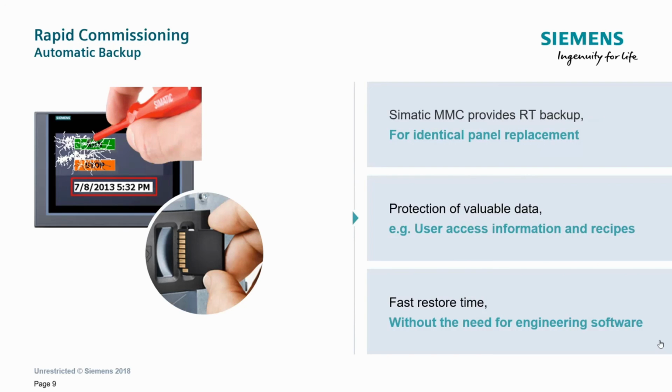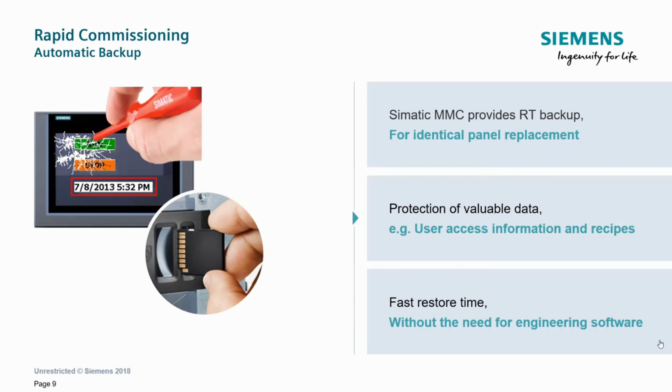And one of them really, which tends to be underutilized for many of our customers, is the micro memory card, the MMC card, which goes into the back of the panel. This is really great for backup replacement. You don't require an engineering tool for this in order to replace a panel, so really fast replacement. So the memory card goes into the MMC backup slot in the back of the panel, and don't confuse it with the SD card slot as well. Okay, because there is another slot there for data storage as well.